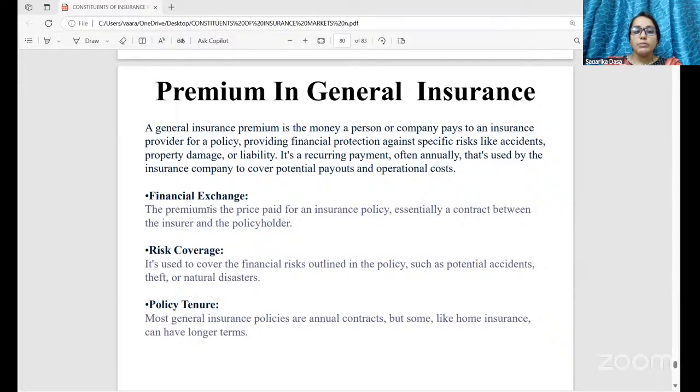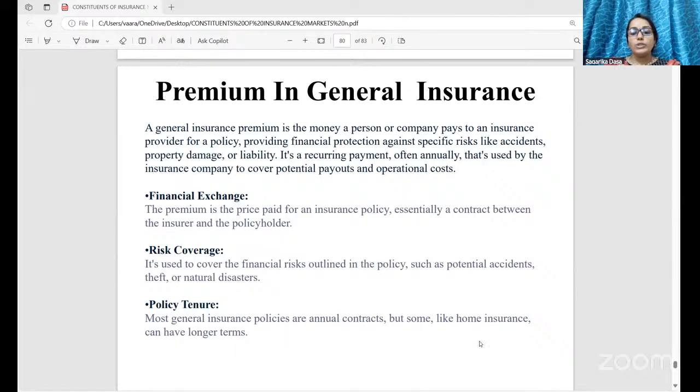That is, premium is the price paid for an insurance policy, essentially a contract between the insurer and the policyholder. Then risk coverage. It is used to cover the financial risk outlined in the policy, such as potential accidents, theft, or natural disasters. Then, when it comes to policy tenure, mostly general insurance policies are annual contracts. That is, it is meant only for 1 year.